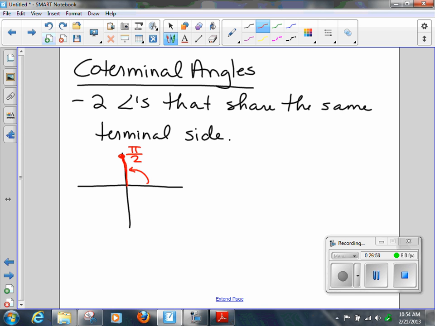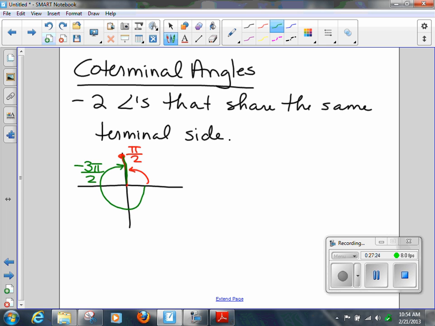Oh, looky. If you rotate down, then negative 3 pi over 2 is the same angle. It's not the same angle, but it ends at the same place, okay? They share the same terminal side.